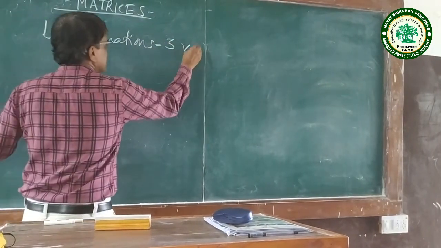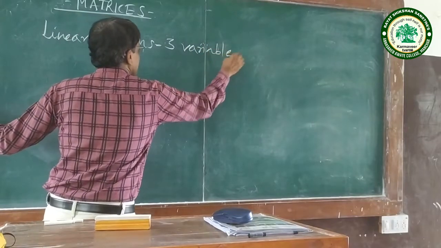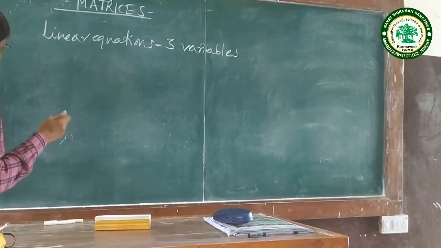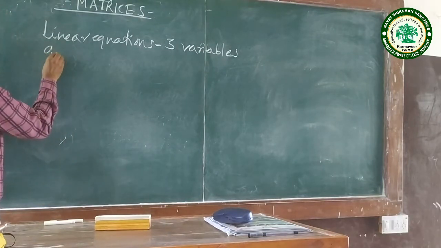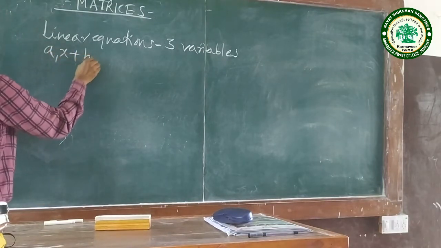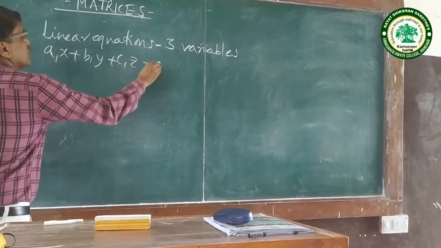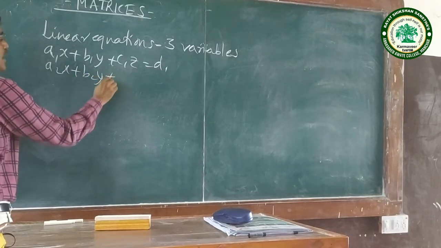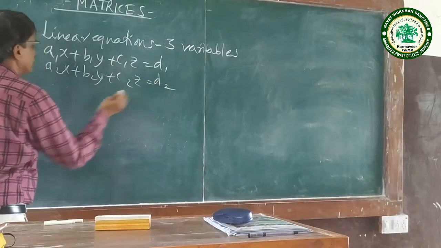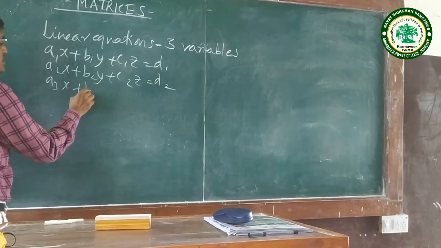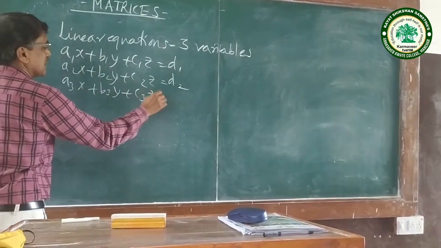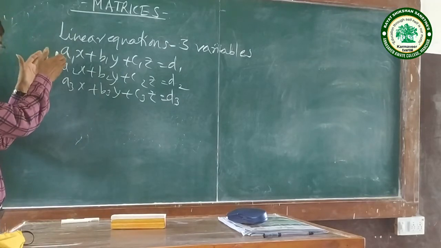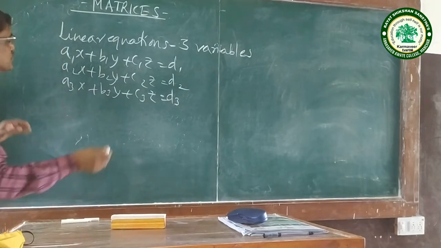In three variables using matrices. Consider three equations of the type a1x plus b1y plus c1z is equal to d1, a2x plus b2y plus c2z is equal to d2, a3x plus b3y plus c3z is equal to d3. Let us learn how to solve these three equations using matrices.